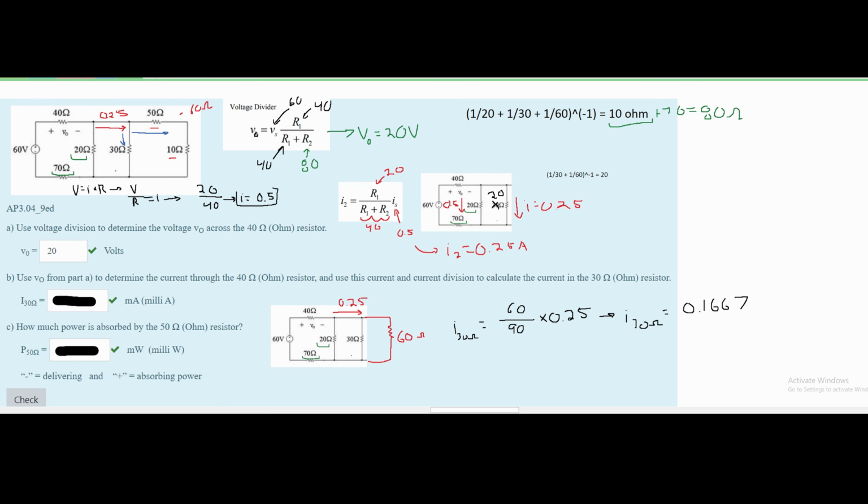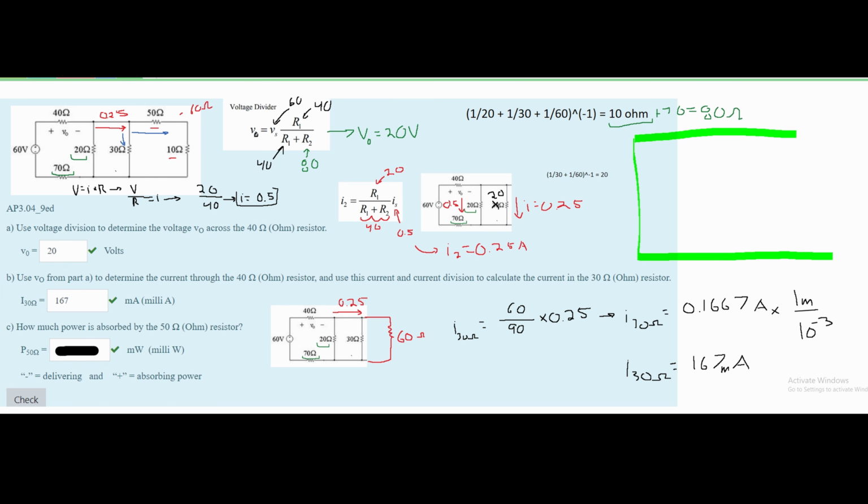The question asks for it in milliamps. Right now it's currently in amps, so we're going to do the conversion. 1 milli is equal to 10 to the negative cubed. That means we have our 0.1667 times 10 to the cubed, which will give us the I subscript 30 ohms to be 167 milliamps. Lastly, we are going to find how much power is absorbed in our 50 ohm resistor.